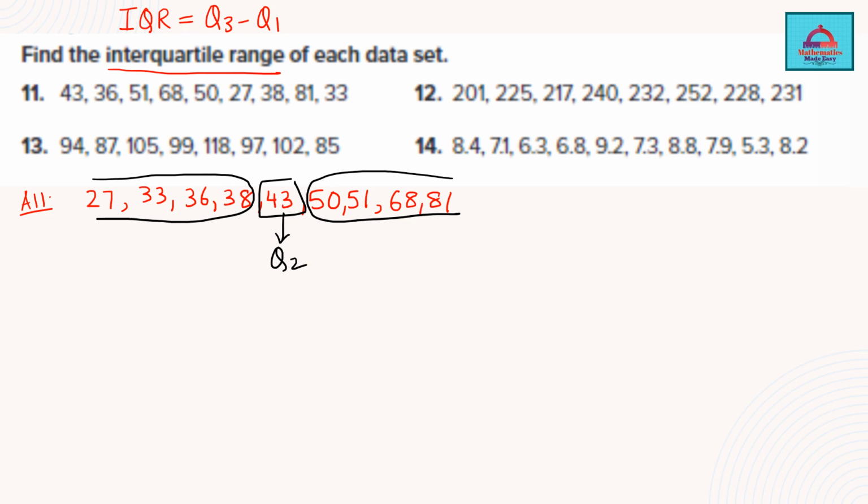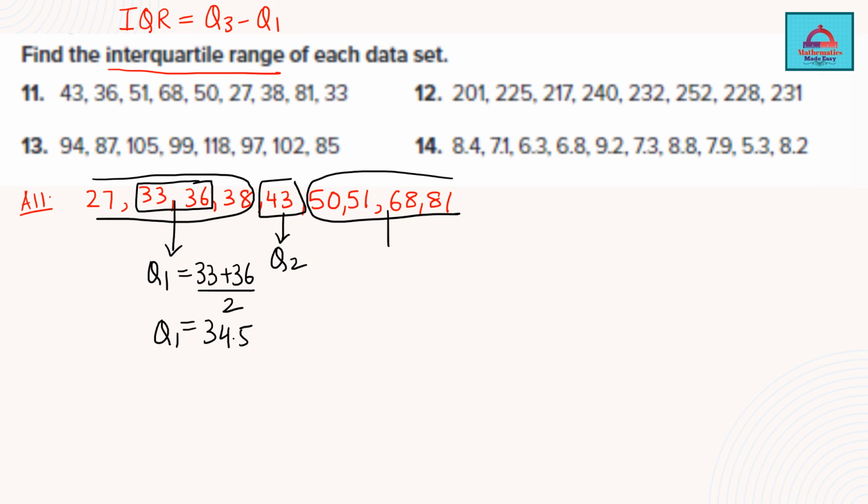In the lower half there are 4 numbers, which means in the middle there are 2 numbers. So Q1, the lower quartile, will be equal to 33 plus 36 divided by 2. Because there are 2 medians, you add them and divide by 2. This comes out to be 34.5. That's the value of Q1.